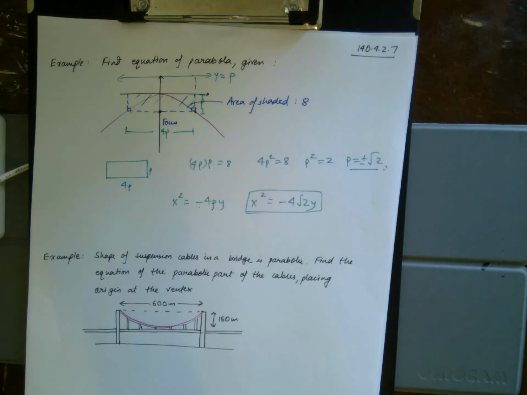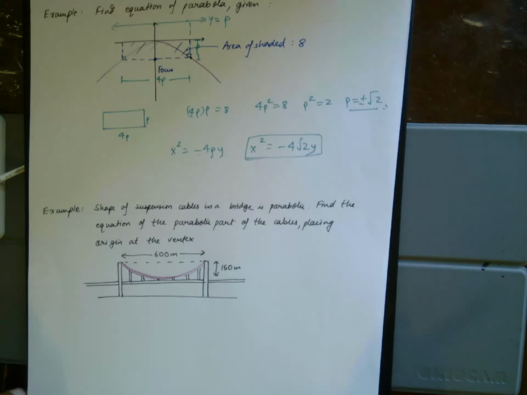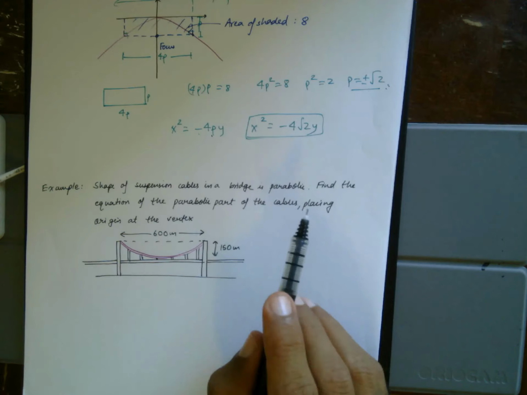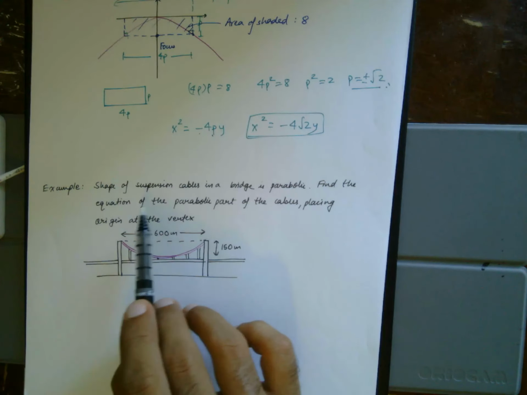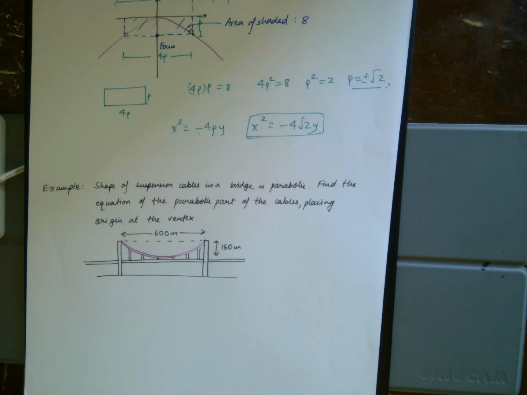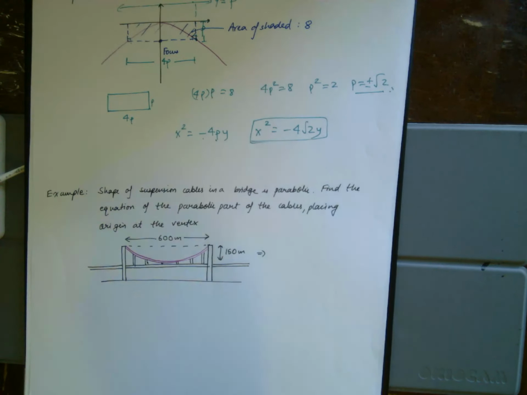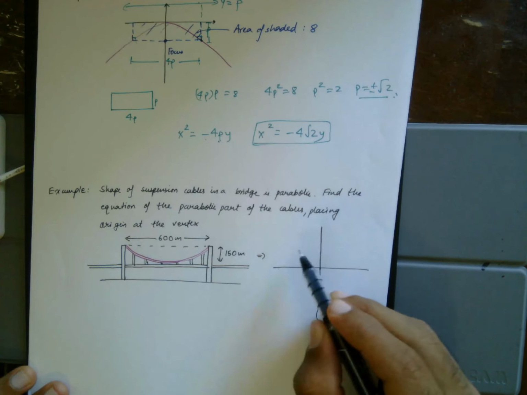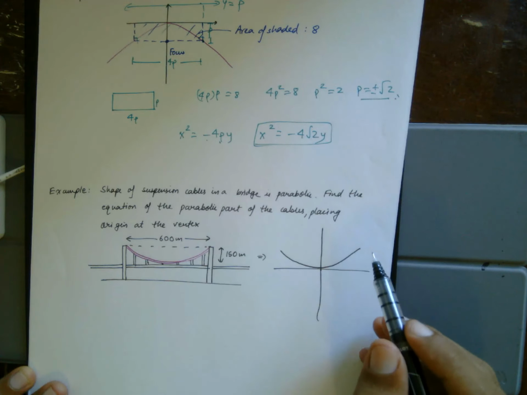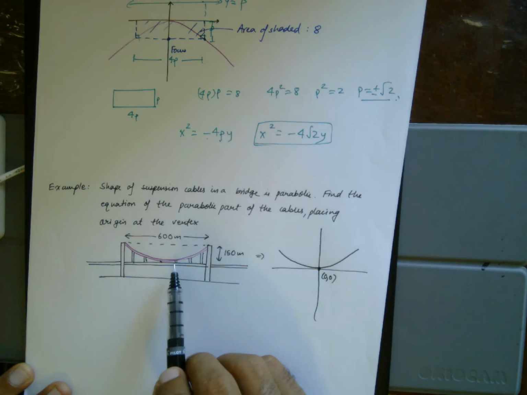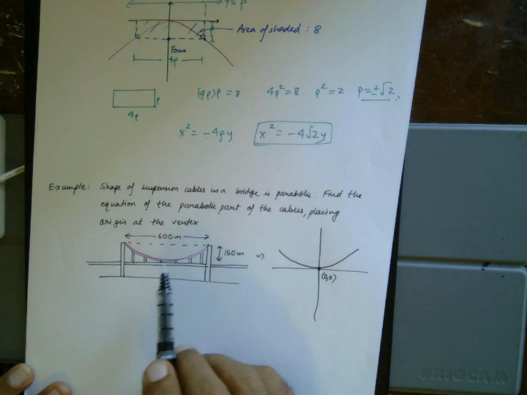Now one last example. In this example, you're not given things in the coordinate system directly, but it says the shape of a suspension cable in a suspension bridge is parabolic. Find the equation of the parabolic part in purple, placing the origin at the vertex. So that's the actual thing. If I convert this to a more meaningful coordinate system, it says take this purple part. I can't find the purple pen. Let this be the origin. Now let's translate these numbers to what we know they are.